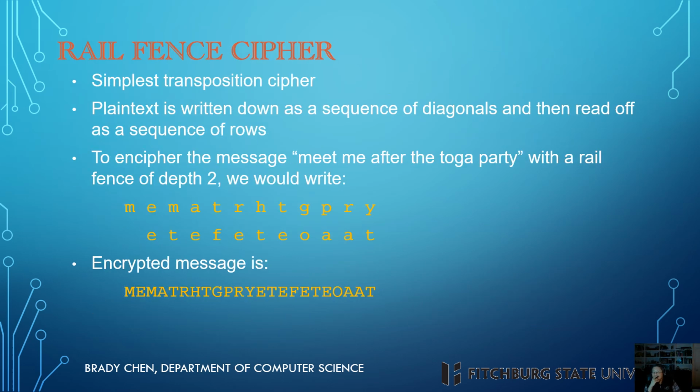Now the next cipher we're going to talk about is called the rail fence cipher. It's the simplest transposition cipher. In this case, we don't use substitution. We don't replace anything, but we reshuffle the message. For example, if we want to send a message like "meet me after toga party", we reorganize the message into two rows. First we place the M, then we put the second letter in the second row, but shift one position, and then the next one.